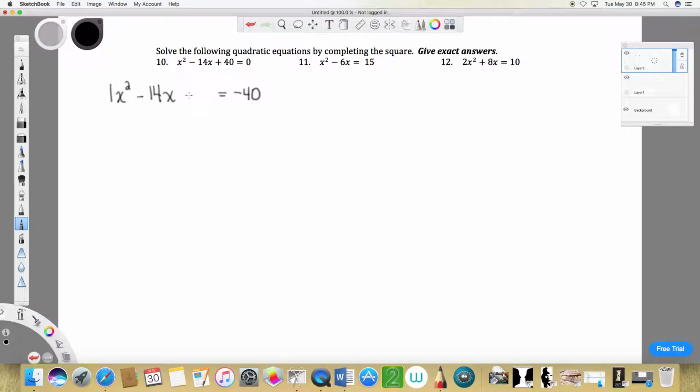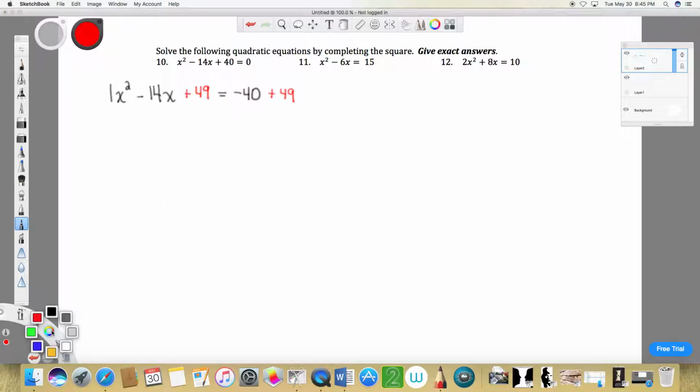And now I'm going to figure out what constant term I really needed. It wasn't 40. That was take half of negative 14, square it. That's what I need that constant to be. So half of negative 14 is negative 7, but negative 7 squared is 49. So if this number were 49, I'll be able to factor this left-hand side. Now, since this is an equation, I have to balance it. Since I just added 49 to the left-hand side, I need to add 49 to the right-hand side.